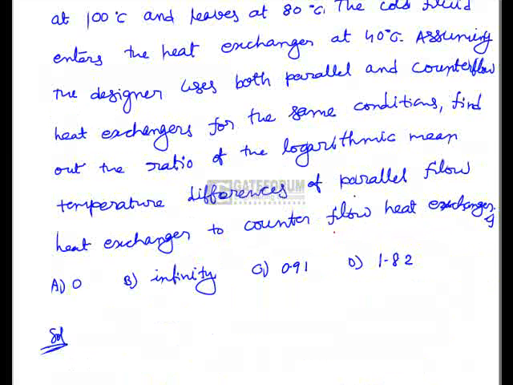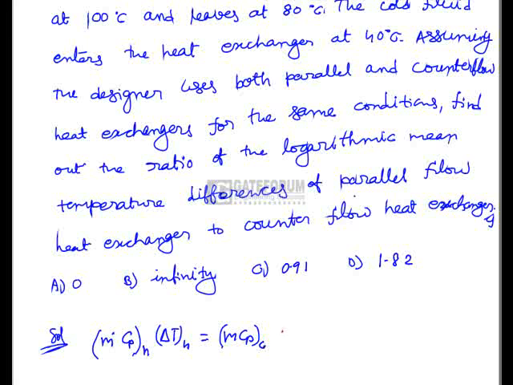So here the designer chooses the values of fluid flow rate and specific heats in such a manner that the heat capacities of both the fluids are equal. Here heat capacity is nothing but mass flow rate into specific heat of the fluid. We know that heat gained by the cold fluid is equal to heat lost by the hot fluid, that is m Cp hot fluid into delta Th is equal to m Cp cold fluid into delta T cold fluid.